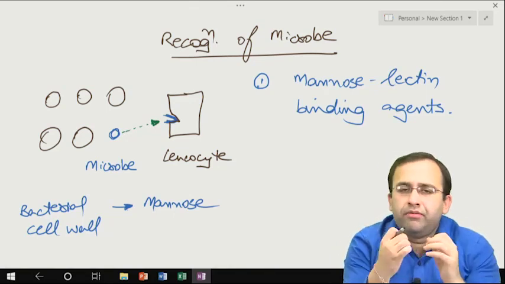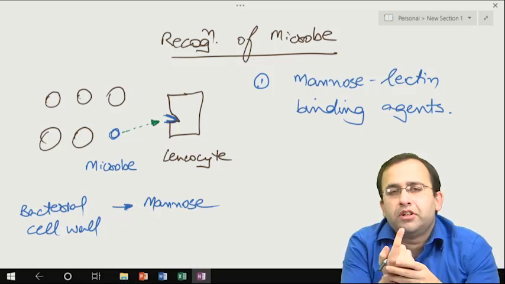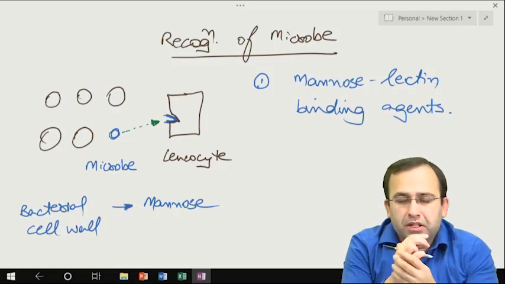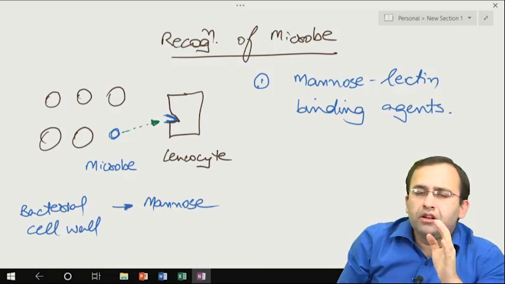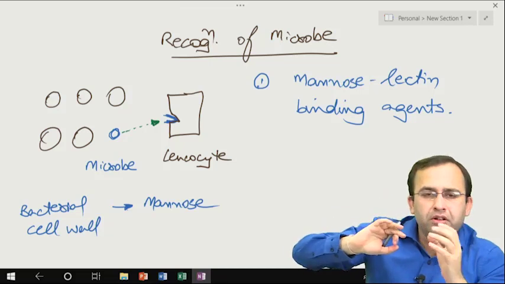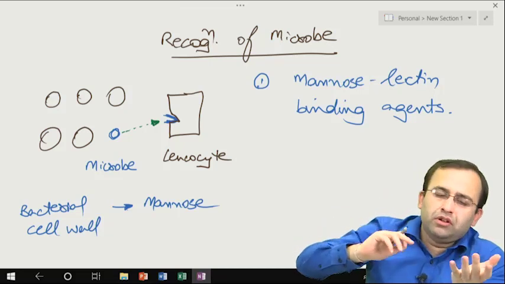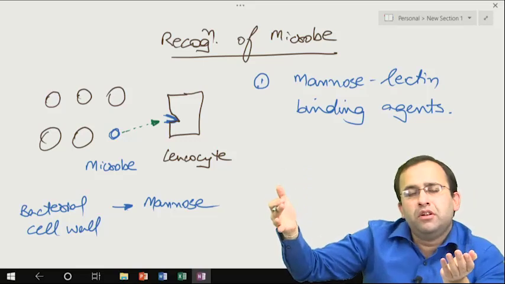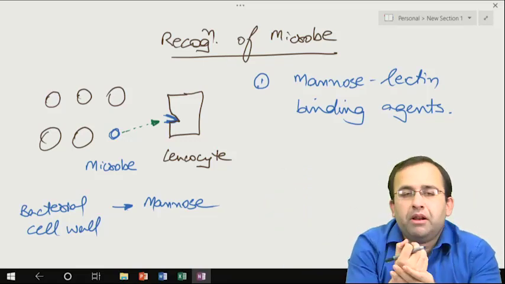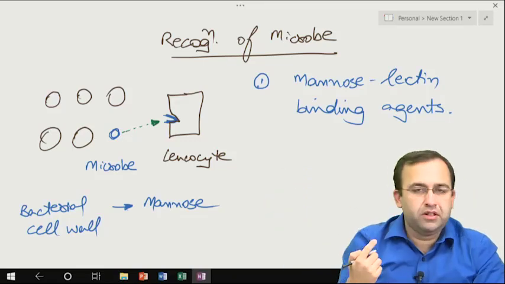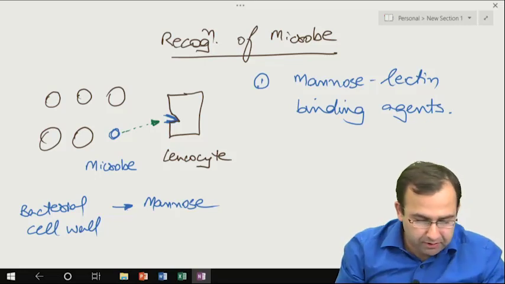I'll repeat. It was very simple. The first recognition receptor was mannose-lectin binding receptors. How does it work? Leukocytes have mannose-lectin binding receptor. Bacterial cell wall has mannose. So this mannose goes and binds to the mannose binding receptor, helping in its recognition. So first is mannose-lectin binding receptors.